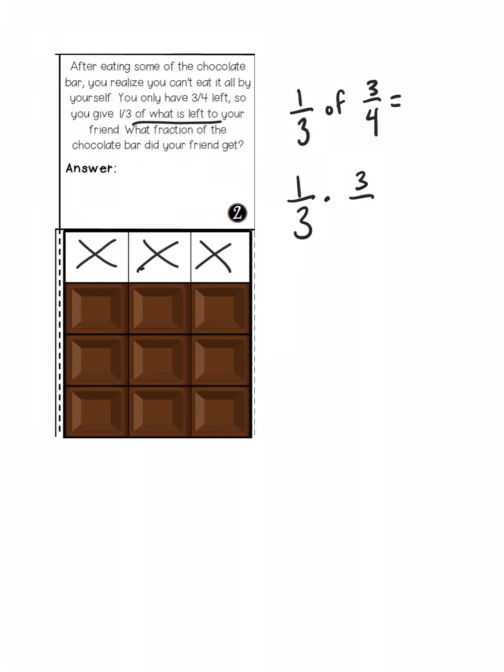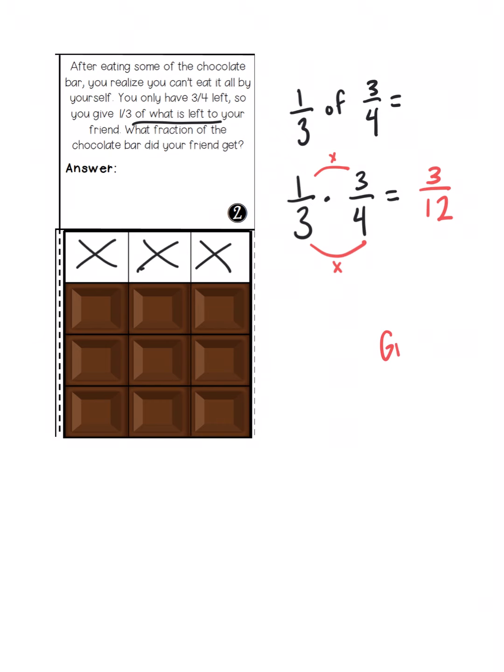1/3 times 3/4 means I'm going to multiply straight across my numerators and straight across my denominators. That gives me 3/12, and now I need to simplify that. 3 out of every group of 12 can be simplified because 3 and 12 have a factor in common.